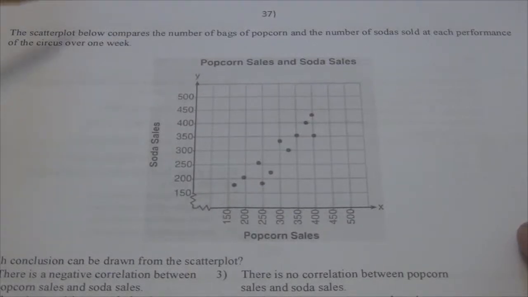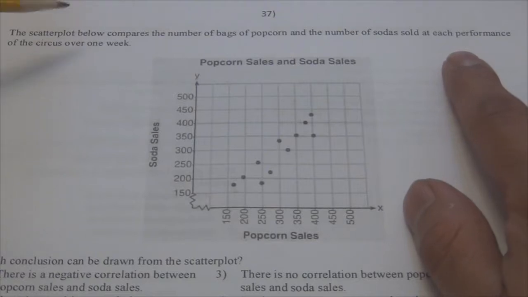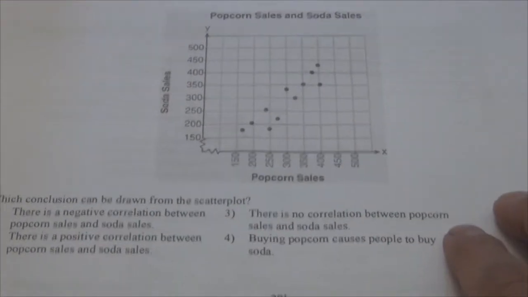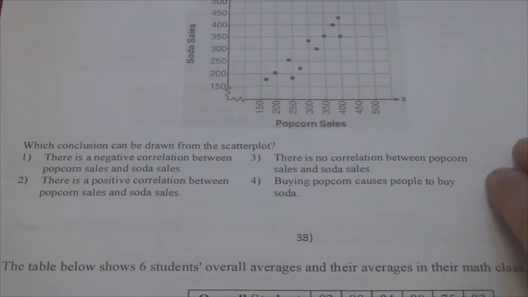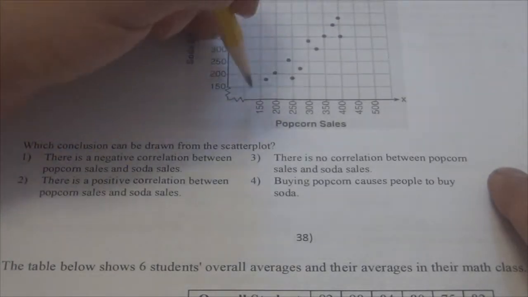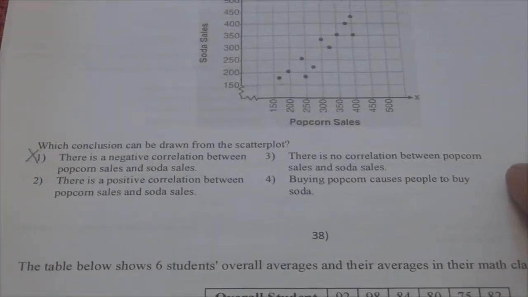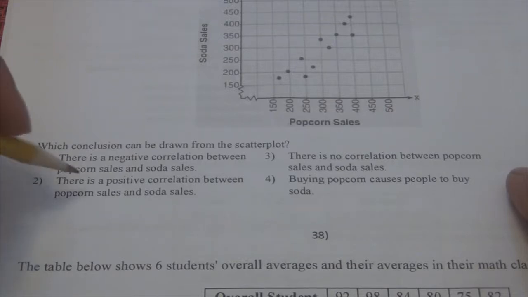So the scatter plot below compares the number of bags of popcorn and the number of soda sold at each performance of the circus over 1 week. Which conclusion can be drawn from the scatter plot? Okay, negative. First of all, let's analyze this. The correlation here is positive, so negative correlation is not right. All right, there's a positive correlation between this.